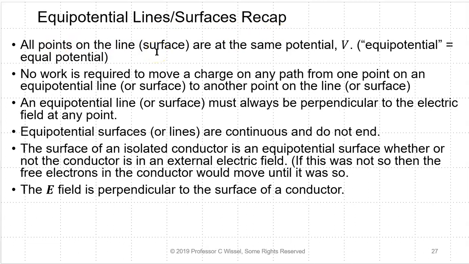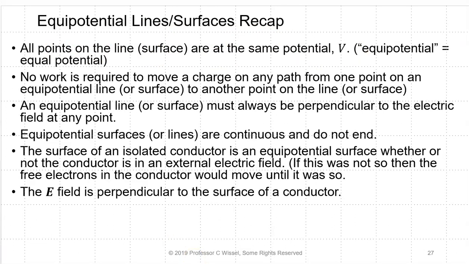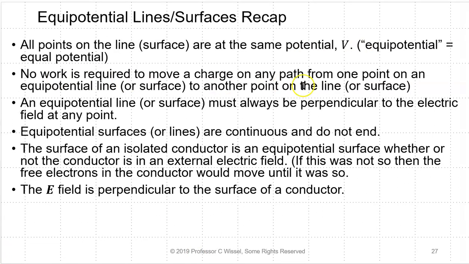All points on a line or surface are at the same potential V. Equipotential means equal potential. No work is required to move a charge on any path from one point on an equipotential line or surface to another point on the line or surface. An equipotential line or surface must always be perpendicular to the electric field at any point. Equipotential surfaces or lines are continuous and do not end.